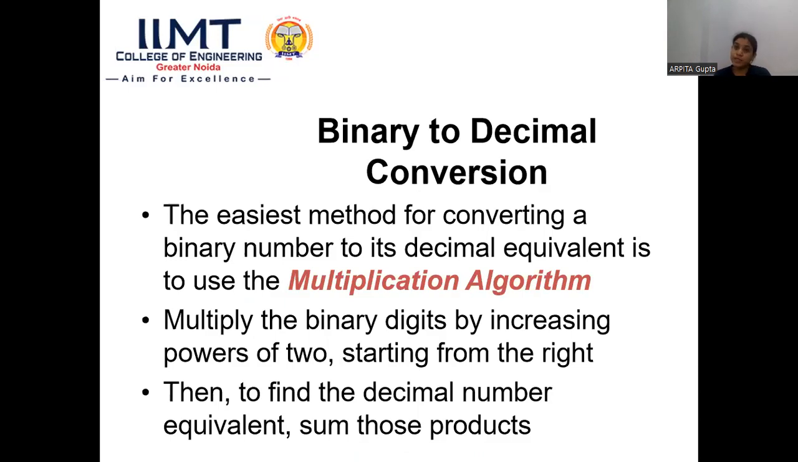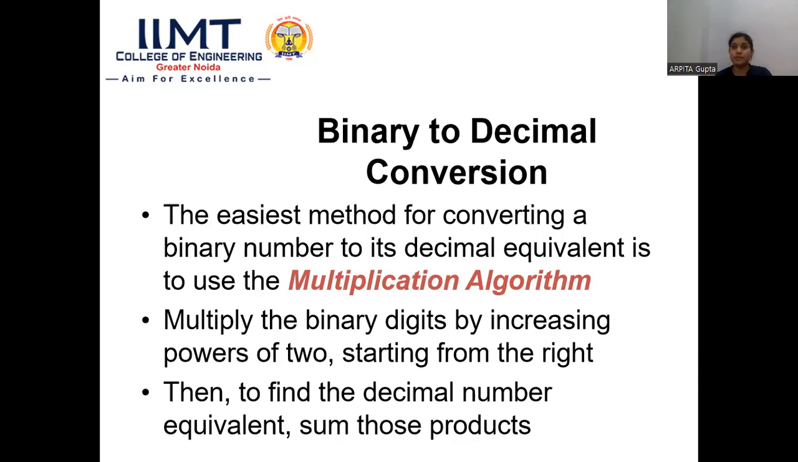Next one is binary to decimal. Previously we converted the decimal number into binary. Now we have binary to decimal. For converting a binary number to its decimal equivalent, we use the multiplication algorithm. In the multiplication algorithm, multiply the binary digits by increasing powers of 2.